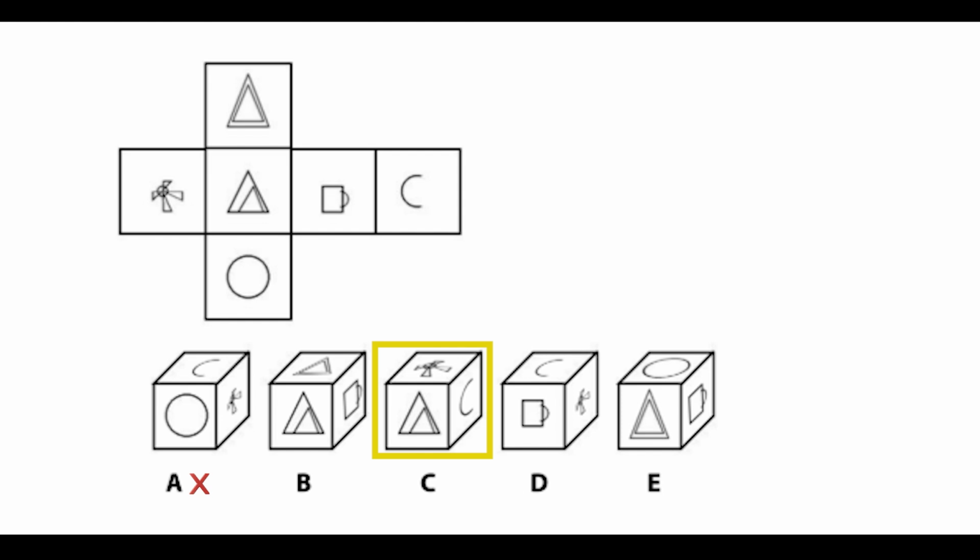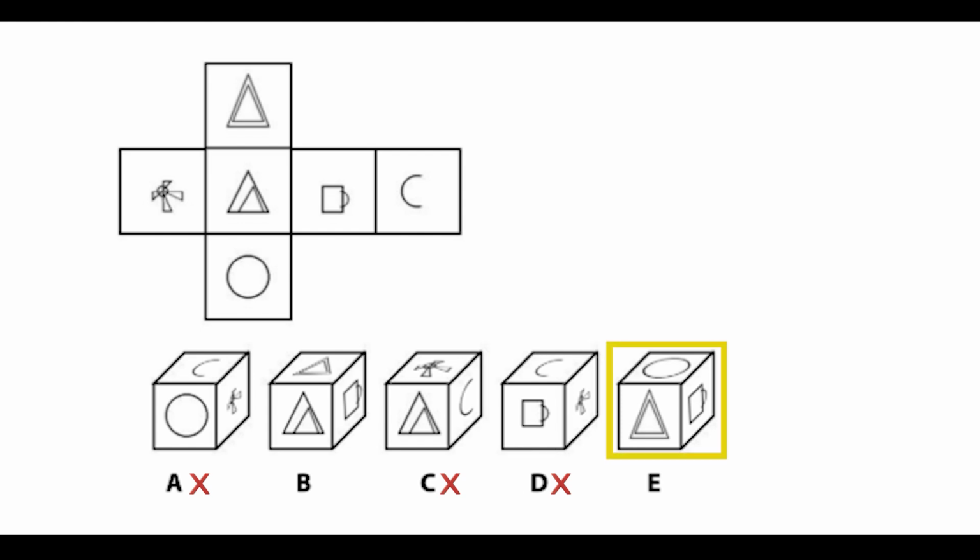In option C, the crescent and triangle 1 appear next to each other, which is not possible as they are on opposite faces. In option D, the mug and windmill patterns appear next to each other, which is not possible as they are on opposite faces.